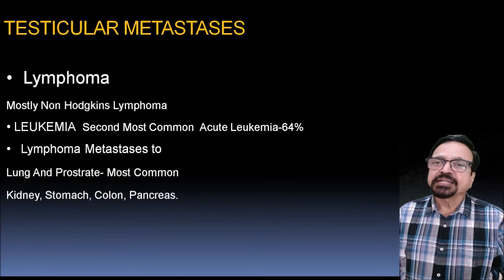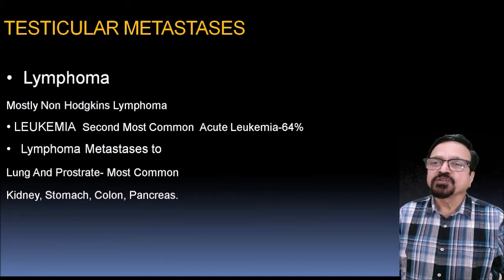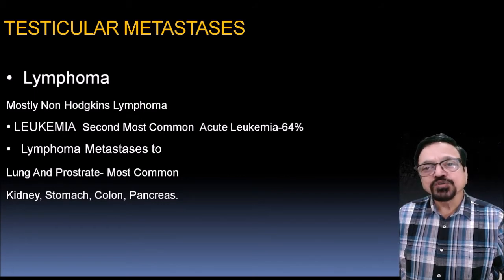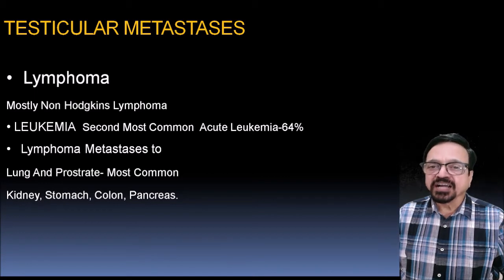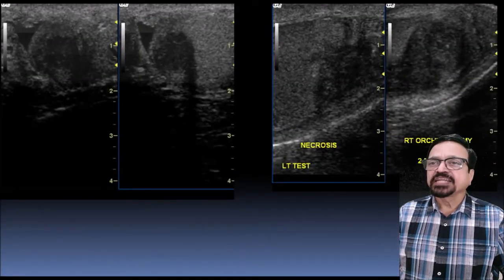Now, testicular metastasis: think of lymphoma, mostly non-Hodgkin lymphoma, then you can think of leukemia. Second most common are the acute leukemias. Lymphoma usually metastasizes to lung and prostate, and kidney, stomach and colon are also involved. Now we are seeing the cases.